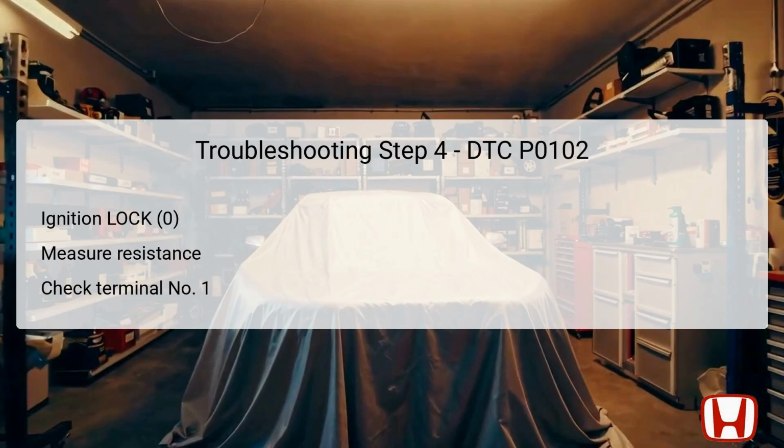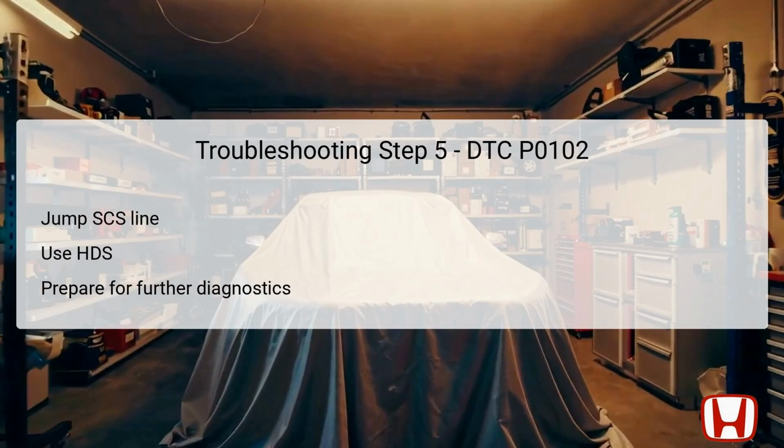As resistance measurements play a crucial role in diagnosing electrical circuits, precise testing will help ascertain the problem with the MAF sensor. The next step involves jumping the SCS line using the Honda Diagnostic System, HDS. The SCS, or Service Check Signal, acts as a means to reset the monitoring of the system. Jumping this line prepares the vehicle for further diagnostics by allowing you to clear past error codes and recheck the system effectively. This procedure can help eliminate any lingering issues caused by previous sensor errors or faults.